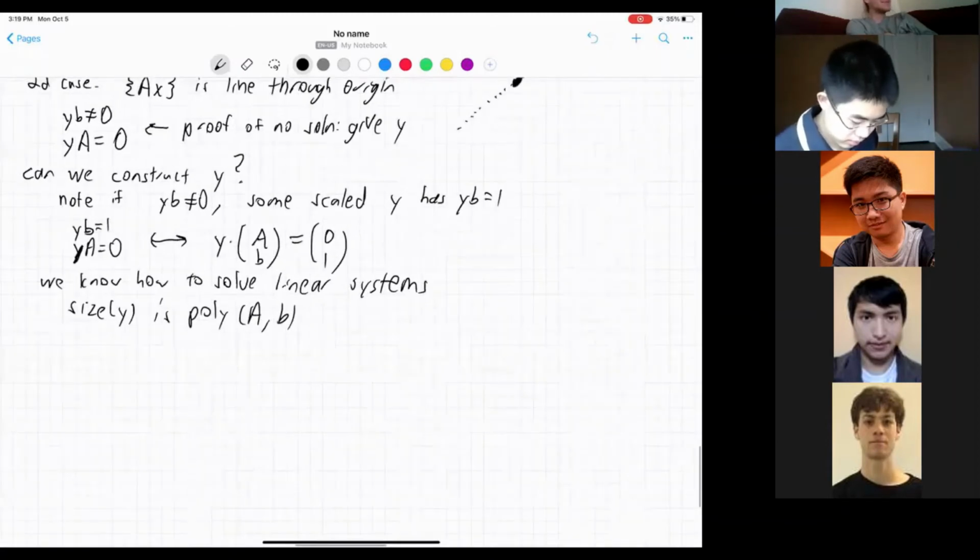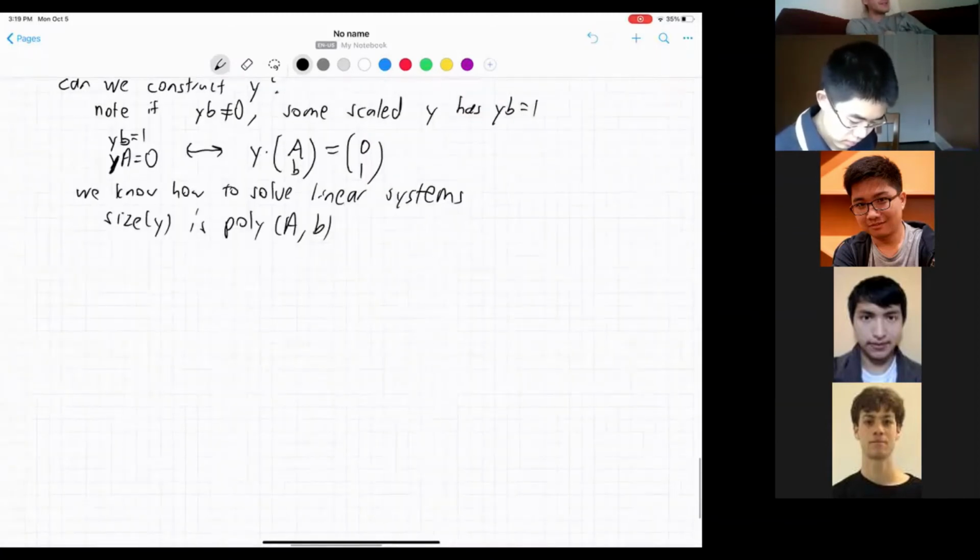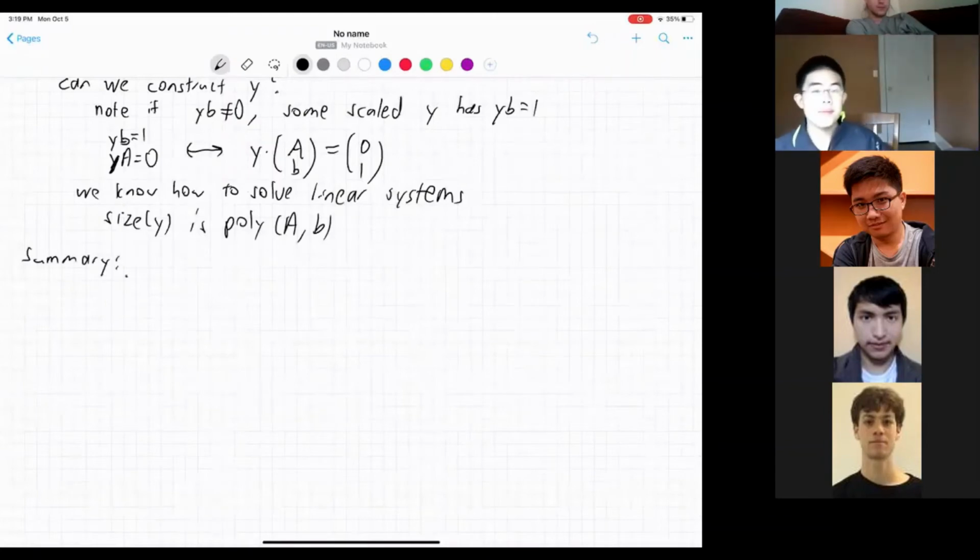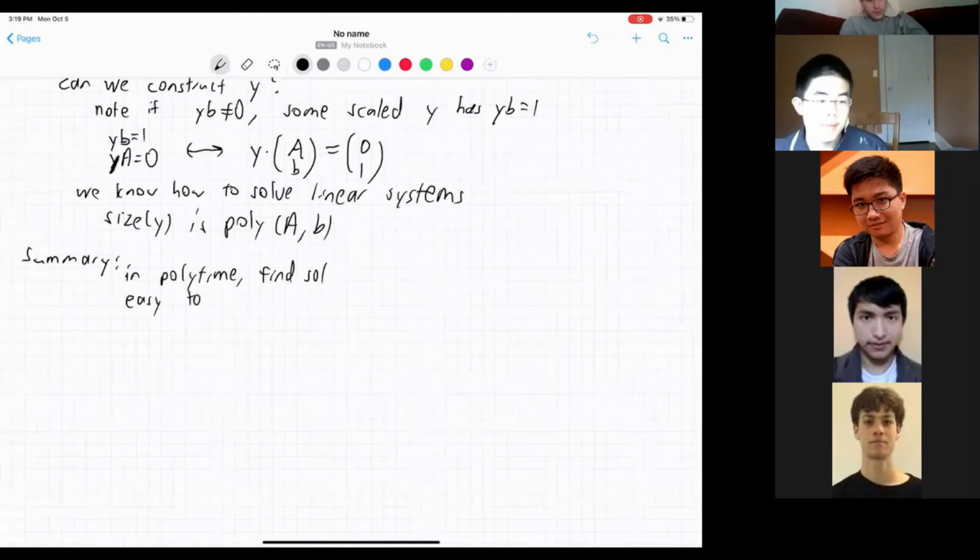Okay, so this kind of ends the story of linear equalities. In polytime, we can find a solution, and it's easy to check. And in polytime, we can determine that the solution is not possible.